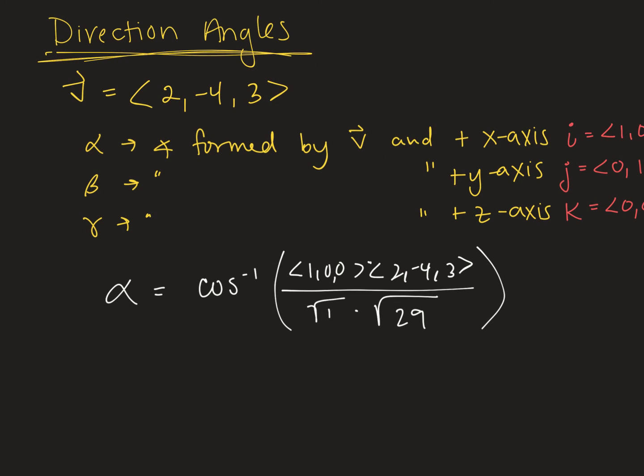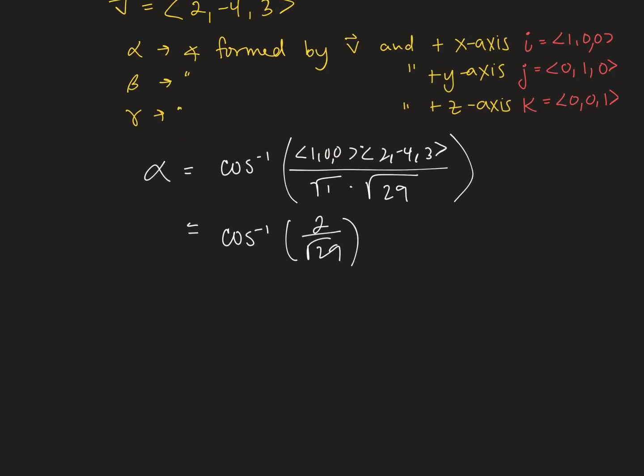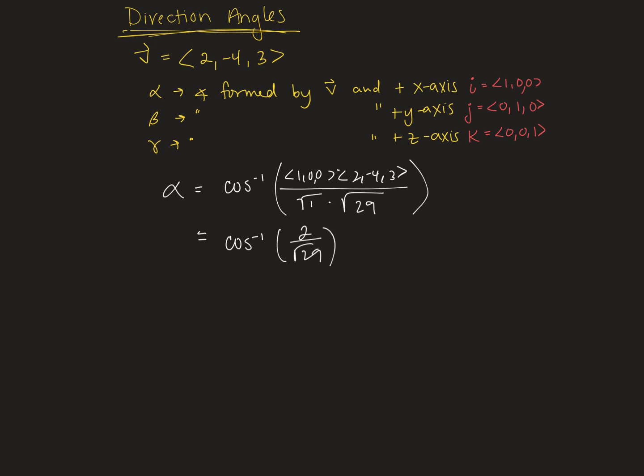Okay, so what's the dot product of those two things? It's just 2. So we have cosine inverse of 2 over the square root of 29. And you type that in your calculator. I'm running out of room, sorry.